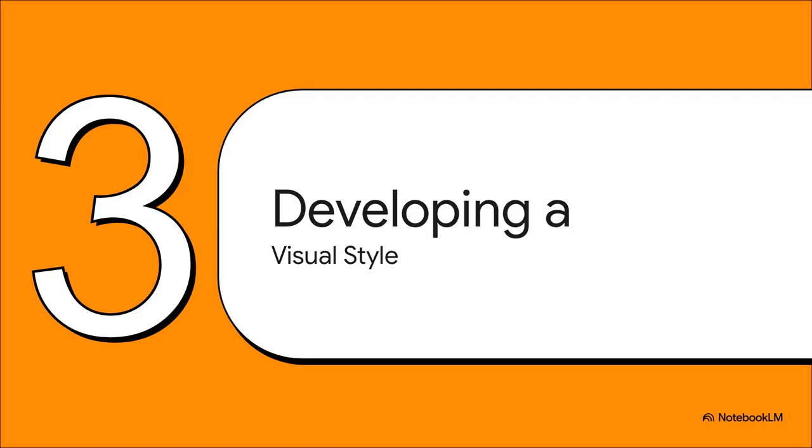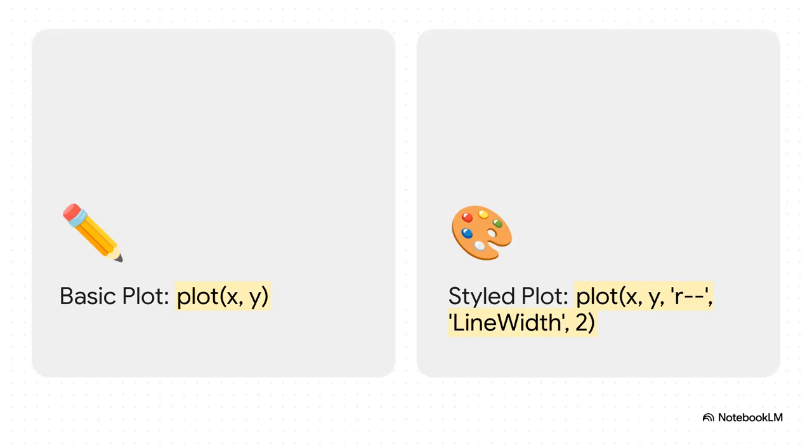All right, our plot is clear now, but is it compelling? This is where the artist in you gets to come out and play. We're going to develop a real visual style for our plot, choosing the colors and the textures that make it pop. Just look at the difference here. We can go from that basic default plot to something with a lot more punch just by adding a few little arguments inside that same command. This is how we start to really take control of the look and feel of our story.